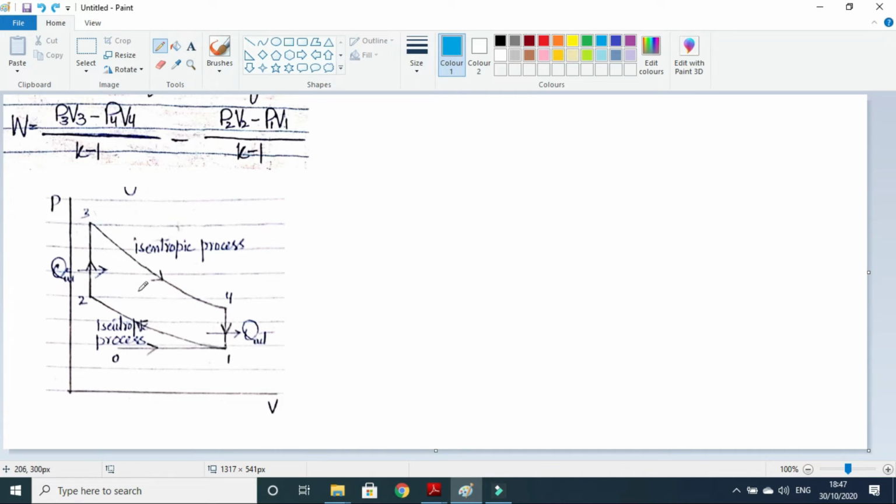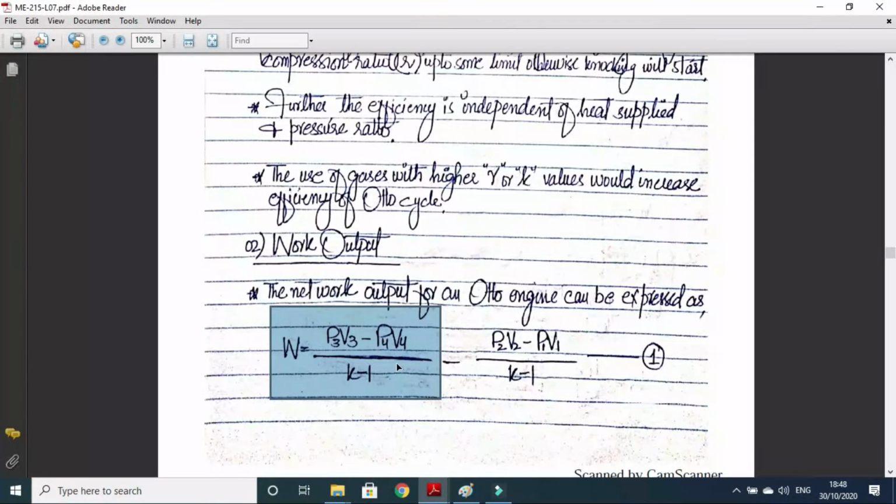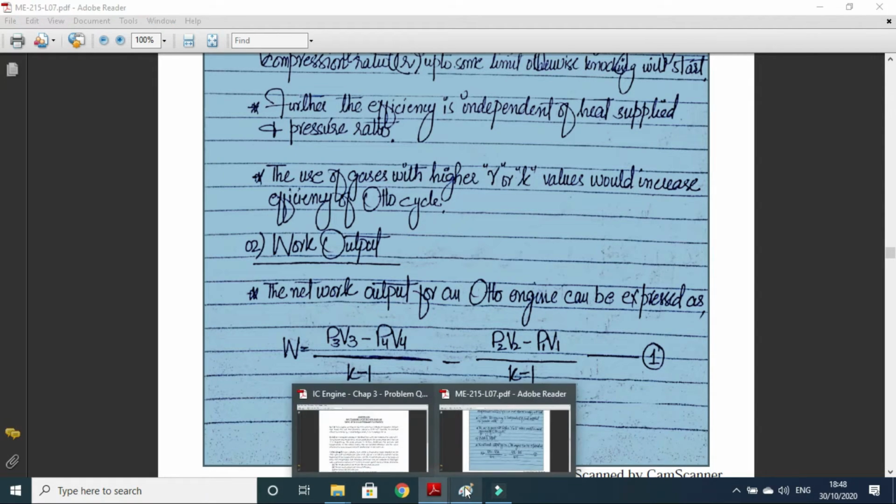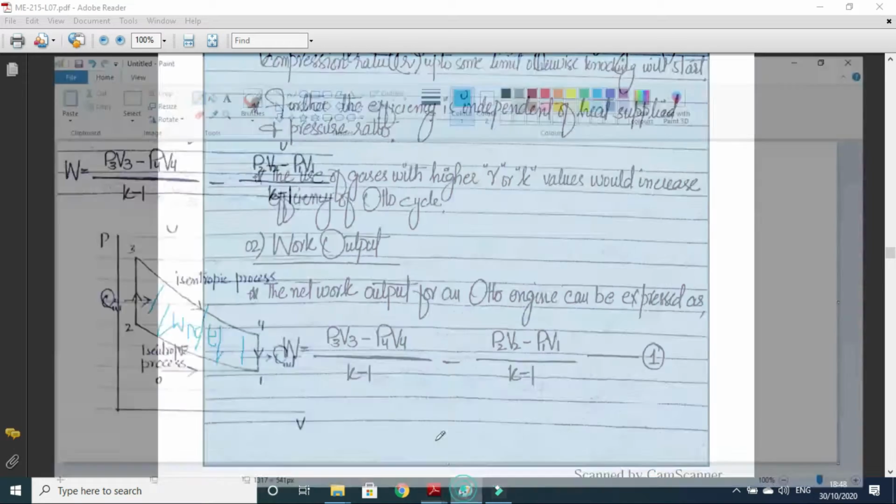So this area is the net work output. The area under process curve 3 to 4 minus the area under process curve 2 to 1 will give you the net work output. The area under process curve 3 to 4 we can write as (P3 V3 minus P4 V4) divided by (K minus 1), and the area under process curve 2 to 1 we can write as (P2 V2 minus P1 V1) divided by (K minus 1).